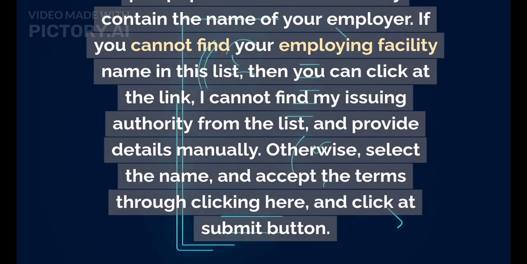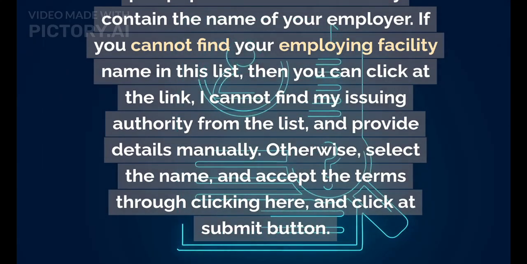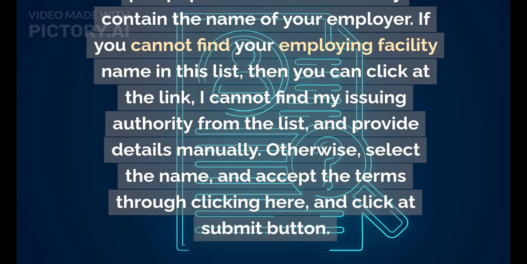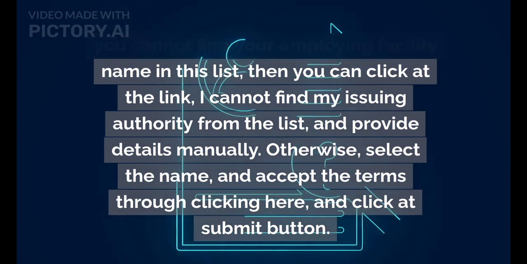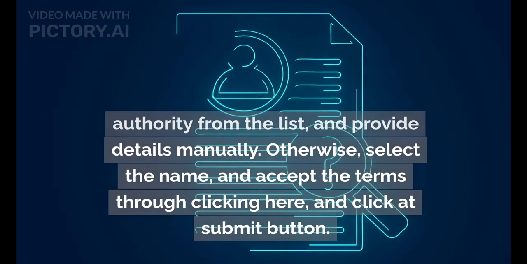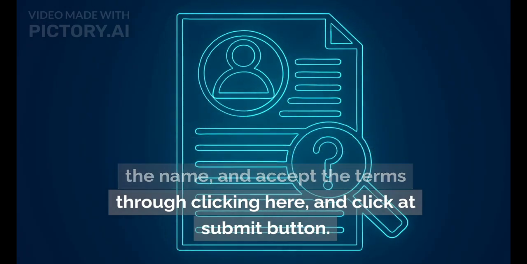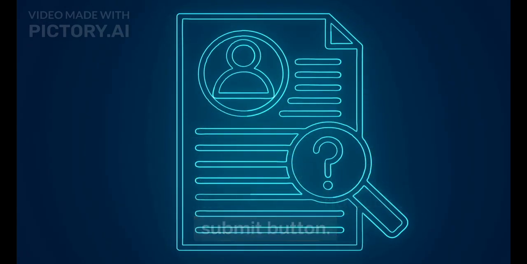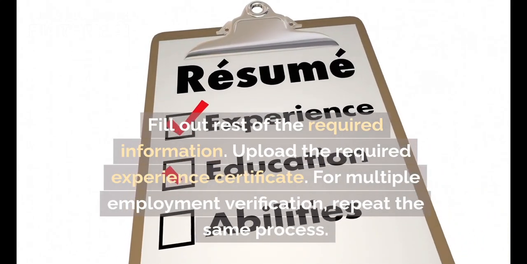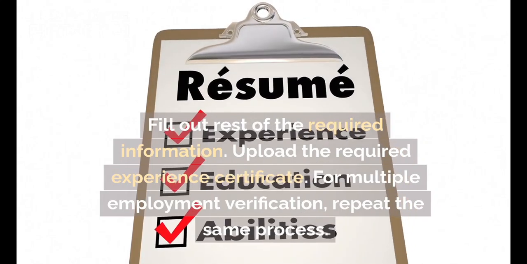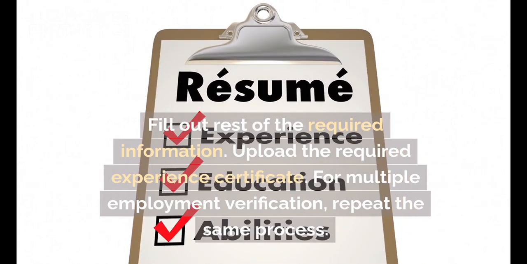On the Employment page, while clicking at the Name of Employer field, it contains pre-populated data which may contain the name of your employer. If you cannot find your employing facility name in this list, then you can click the link, I cannot find my issuing authority from the list, and provide details manually. Otherwise, select the name, and accept the terms by clicking here, and click the Submit button. Fill out the rest of the required information. Upload the required experience certificate. For multiple employment verification, repeat the same process.